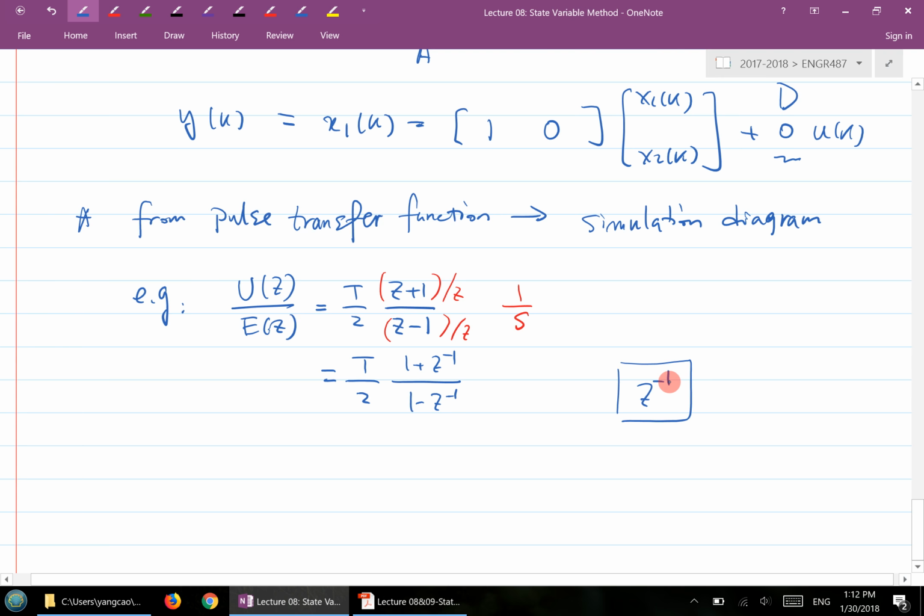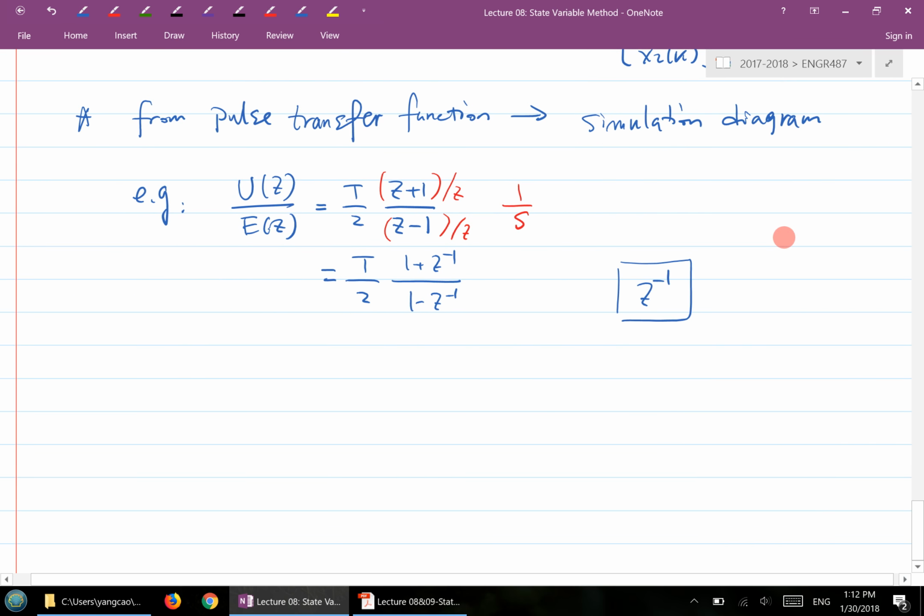And delay, when you implement that in an actual system, you can use one memory basically to store the previous value, for example. And then you can release that value on the next time instant. So that memory, which we often call a register, basically functions as this z to the power -1 block. That's why we will single out this z to the power -1 block for our simulation diagram. So now here is your pulse transfer function.